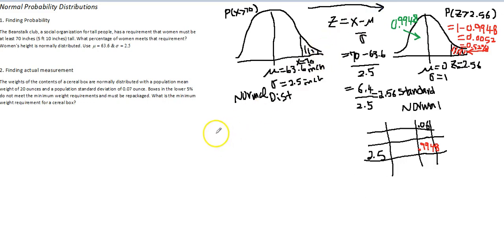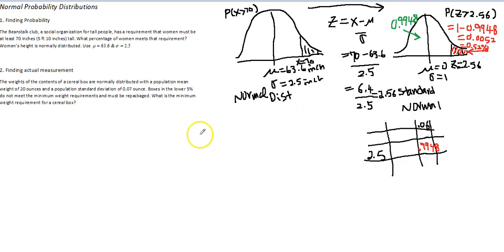So now we're going to look at finding actual measurements. You're going to have to go back the other way. Let's look at this question. The weight of the contents of a cereal box is normally distributed with a population mean weight of 20 ounces and a population standard deviation of 0.07 ounce. Boxes in the lower 5% do not meet the minimum weight requirements and must be repackaged. What is the minimum weight requirement for a cereal box?